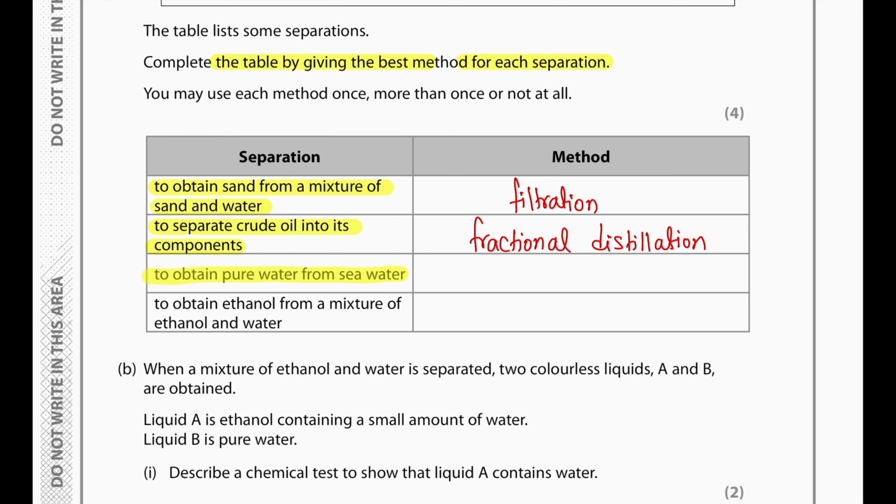To obtain pure water from seawater, we can do normal distillation. So we can say simple distillation. To obtain ethanol from a mixture of ethanol and water: ethanol has a boiling point of 78, water has a boiling point of 100, so we can use fractional distillation.